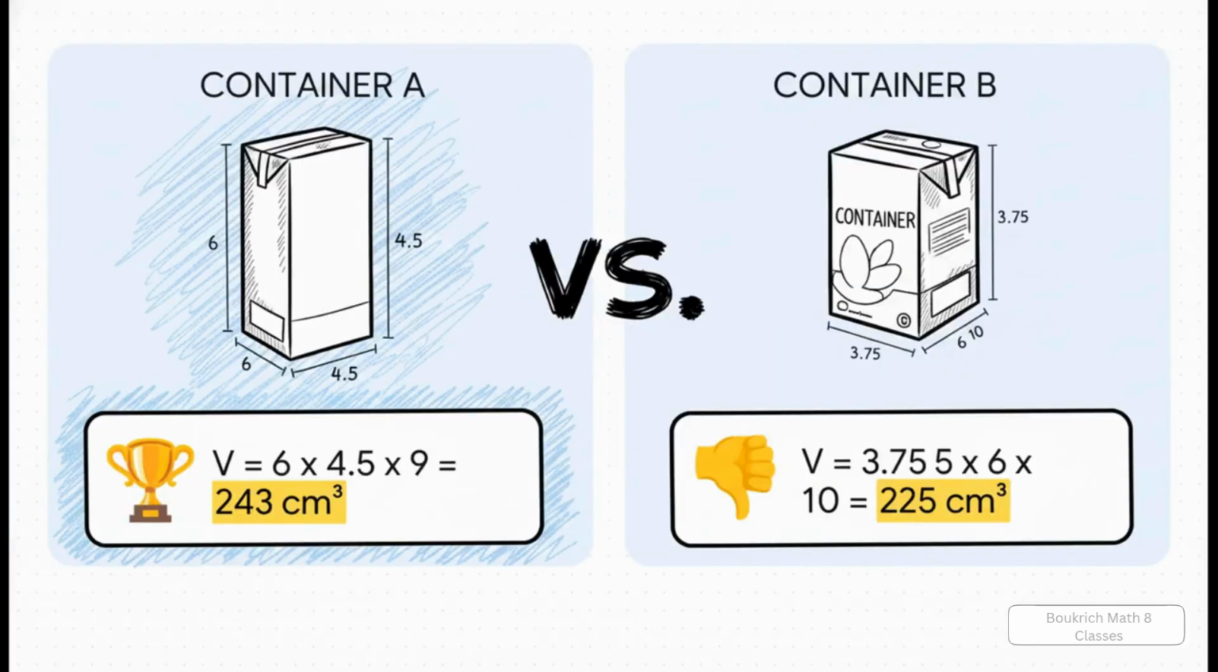Now for a classic problem. 2 juice boxes, same price. Which one is the better deal? Well, to figure that out, we need to know which one holds more juice. Let's calculate the volume for both of them using our go-to rectangular prism tool.